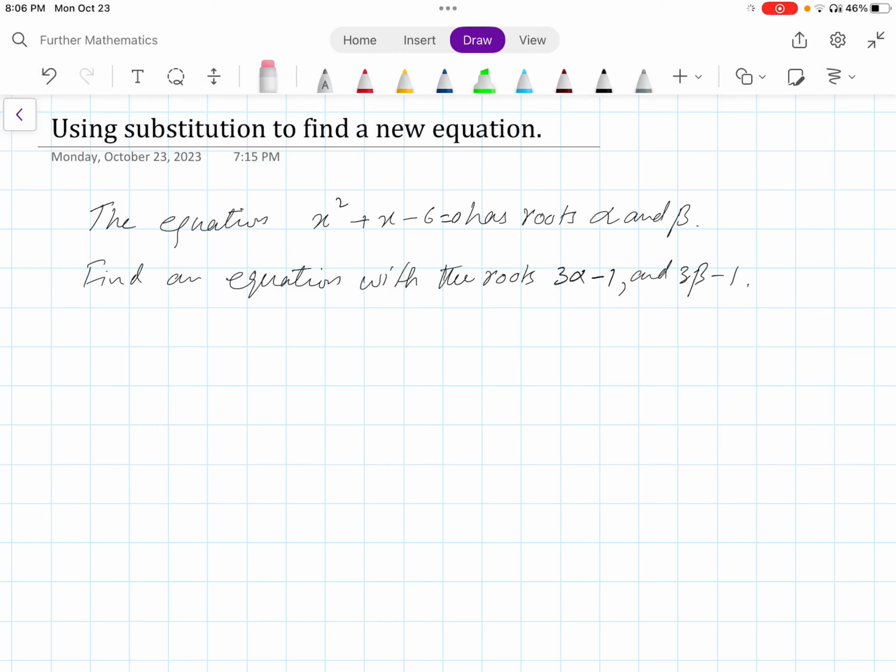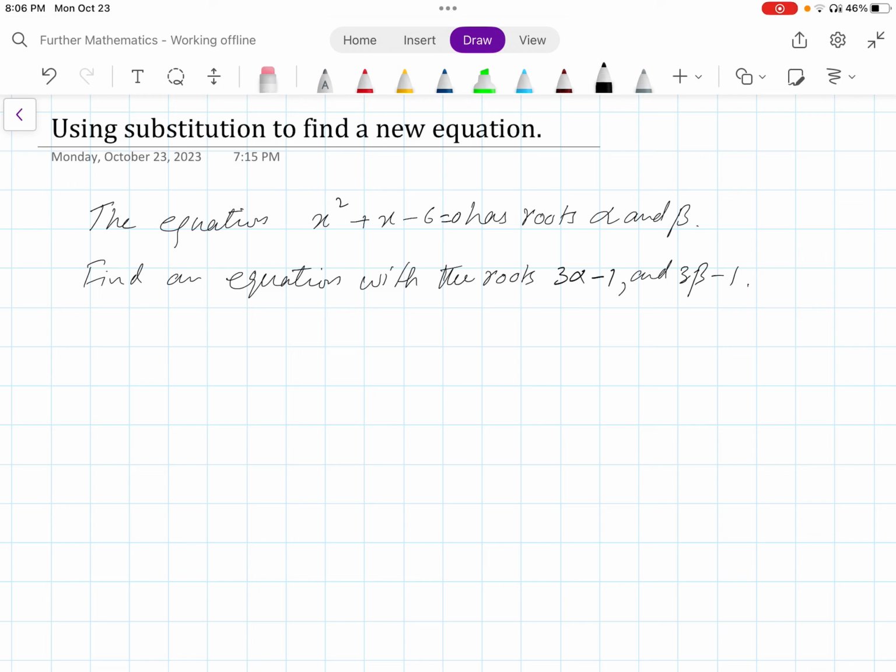This is a further math topic. Here we are using substitution to find a new equation. In this case we have x squared plus x minus 6 equals 0, and it has roots alpha and beta. We have to find an equation related to the given equation. The new equation has roots 3 alpha minus 1 and 3 beta minus 1.